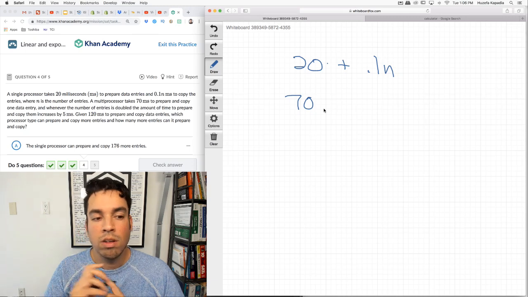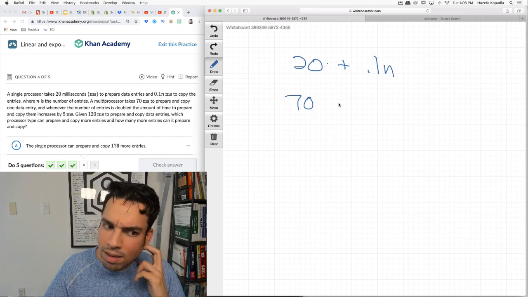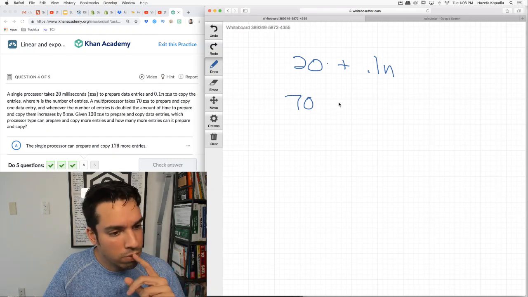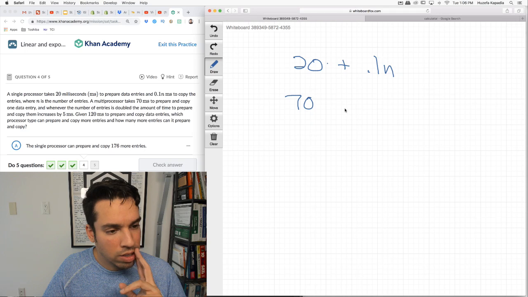Hold on. So what is that? 5. How do I represent that? Okay, I'm not sure how to represent that in a formula. Given 120 milliseconds to prepare and copy data entries, which processor type can prepare and copy more entries? And how many more entries can it prepare and copy?